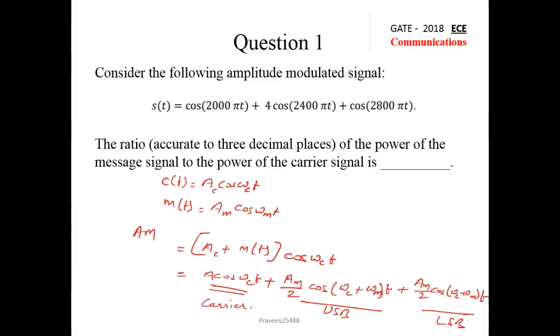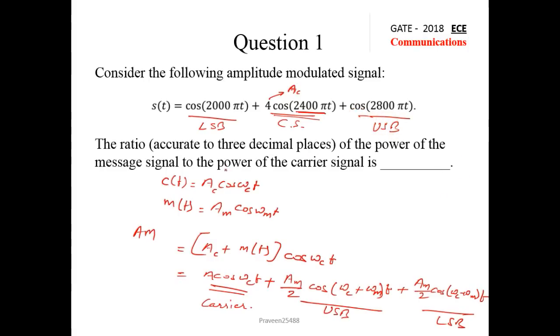This AM modulated signal we will compare with the given amplitude modulated signal in the question. So here we observe that this term represents the carrier signal, in which this 4 is our AC, the amplitude of the carrier wave, and omega c is equal to 2400 pi. This gives us a lower sideband and this term will give us the upper sideband.